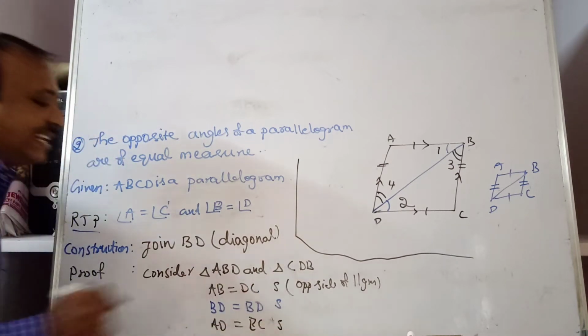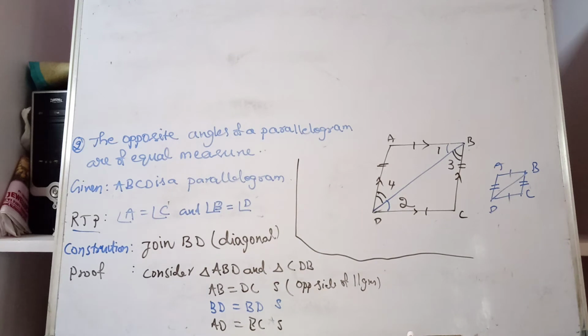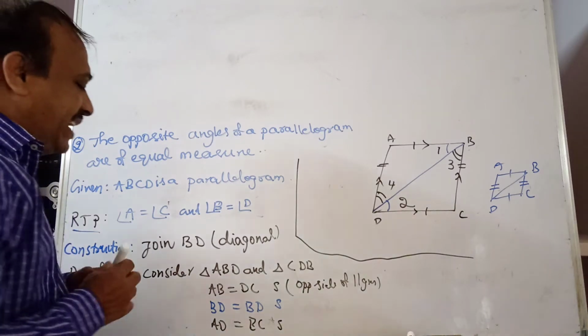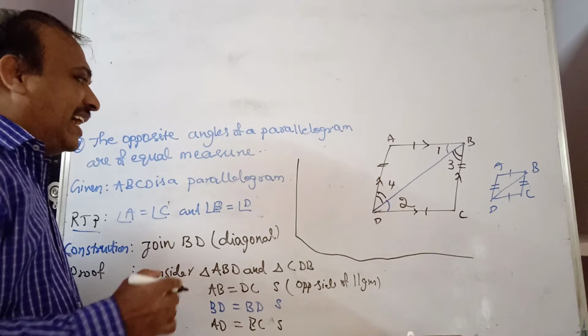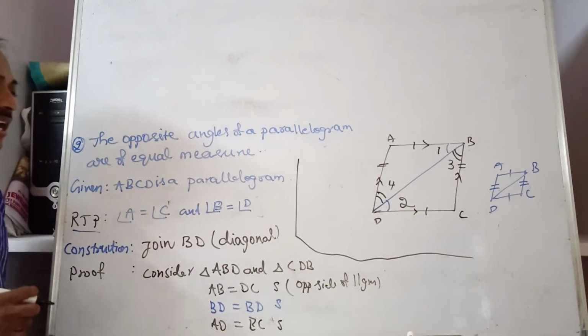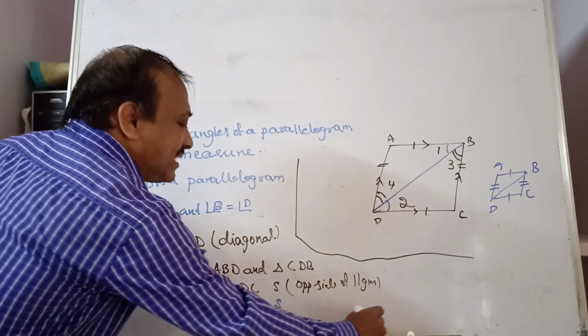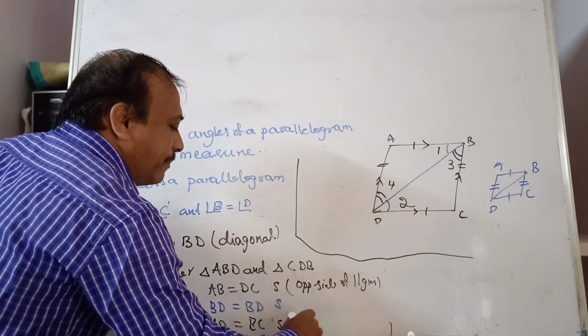This is another side. You observe it, three sides we have. AB is equal to DC, BD is a common side, and AD is equal to BC. By SSS criteria, the two triangles are congruent. The reason here is that these are opposite sides of a parallelogram.